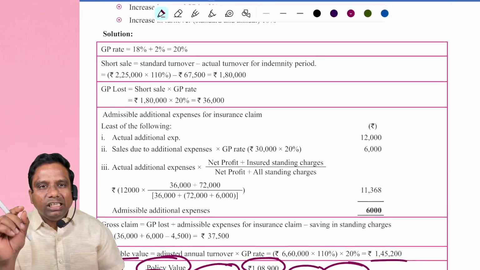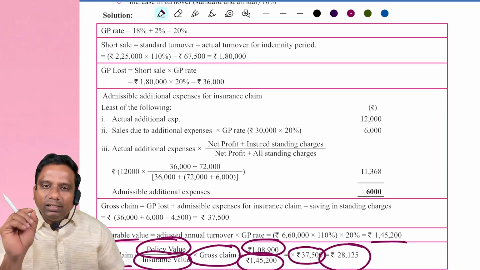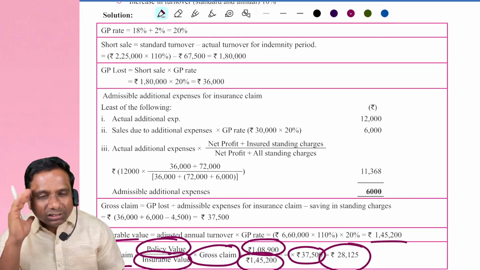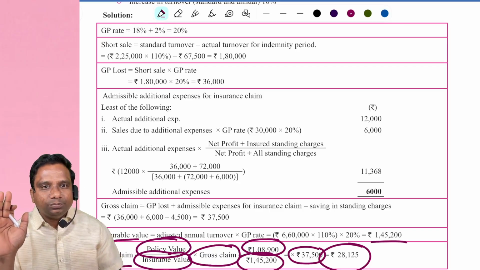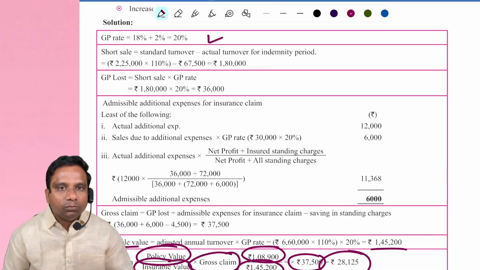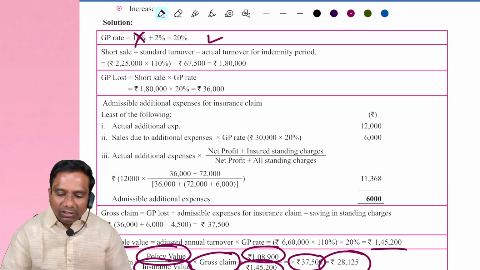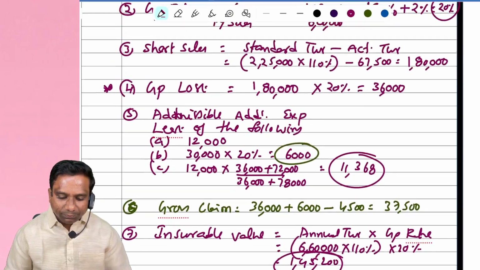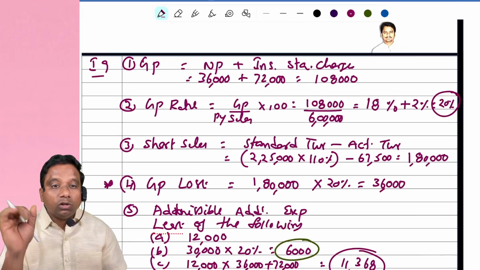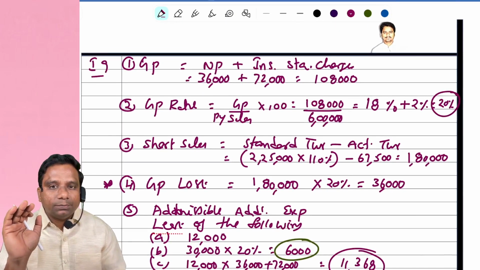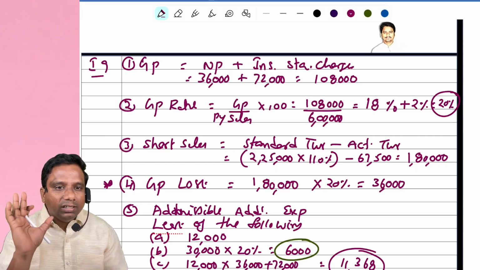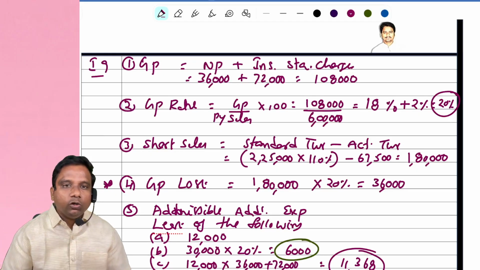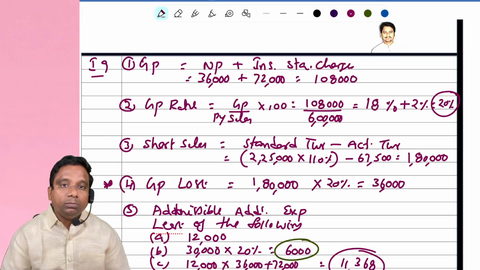It is just a sequence of steps. Very, very easy. Once you have the concept in your mind, it is easy. So here the GP rate they have taken directly. If this 18% is not given, then you have to follow these first two steps. 7 marks, students. 7 marks. Is it clear, everybody? So pause the video and try to observe this problem once again.